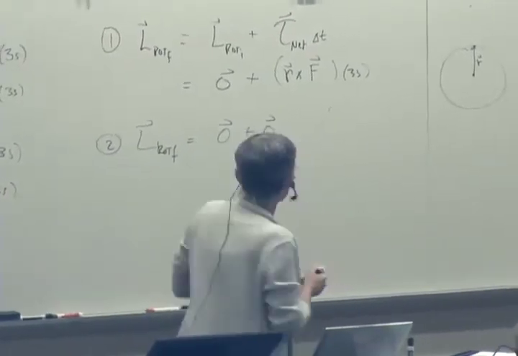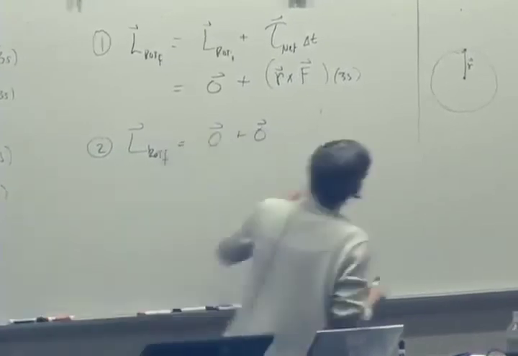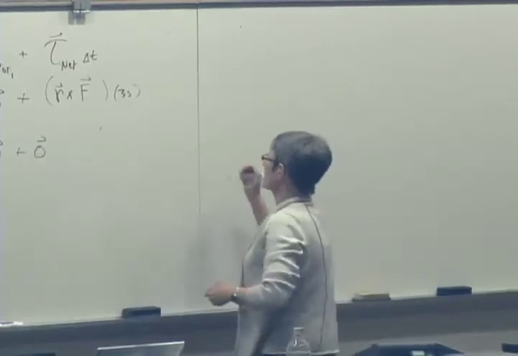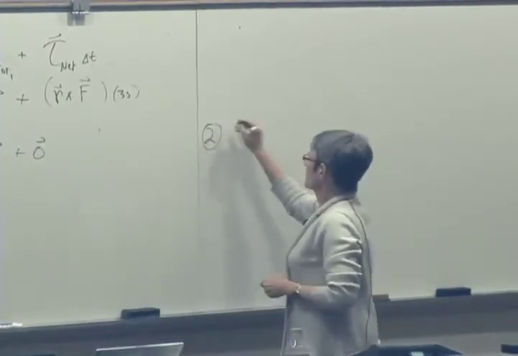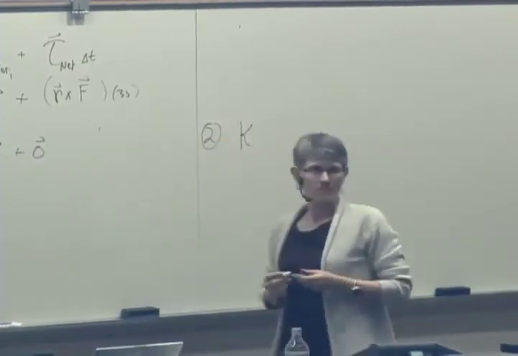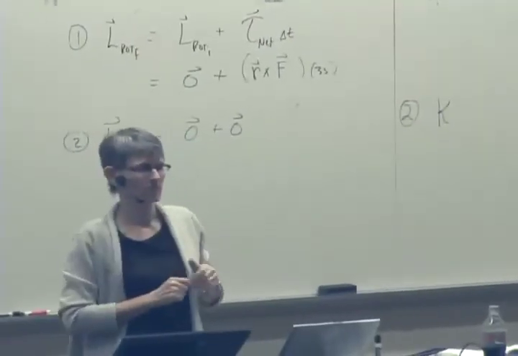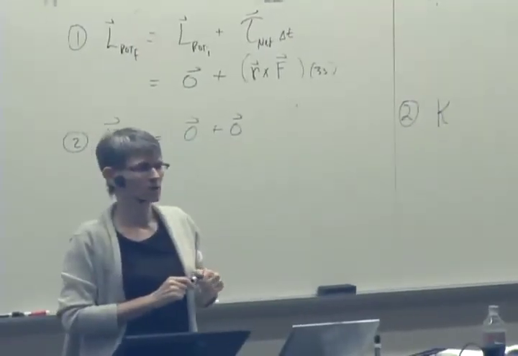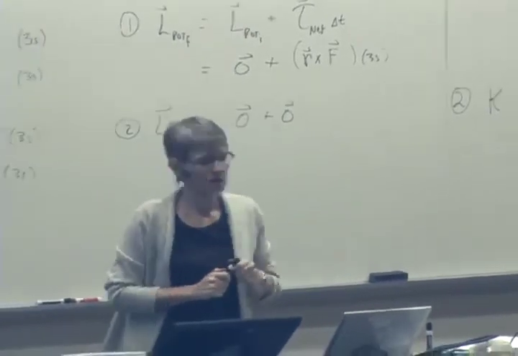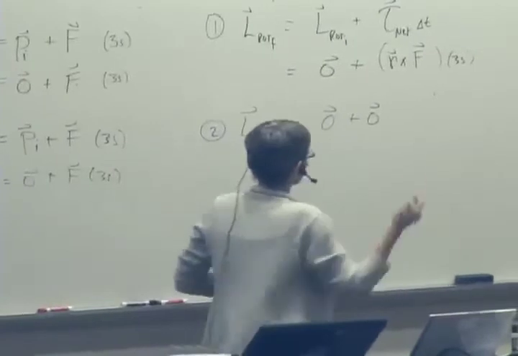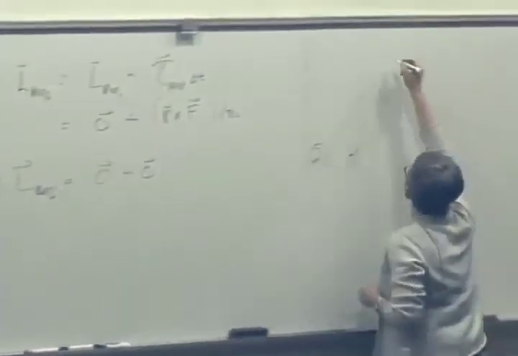Well, let's figure it out. Okay, puck 2, that's a simple one. Net torque? Okay, so why is the net torque 0 on puck number 2? That's a good question.